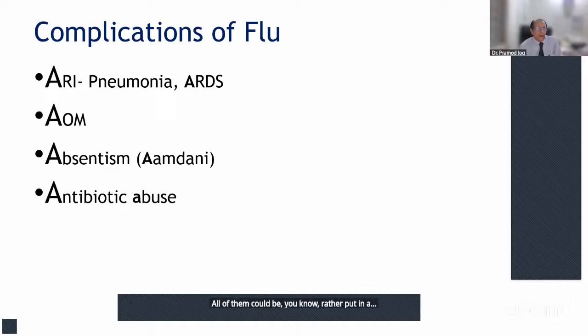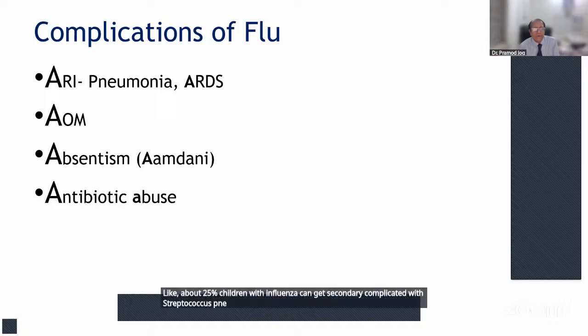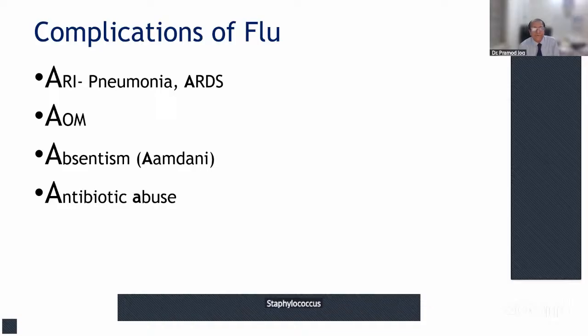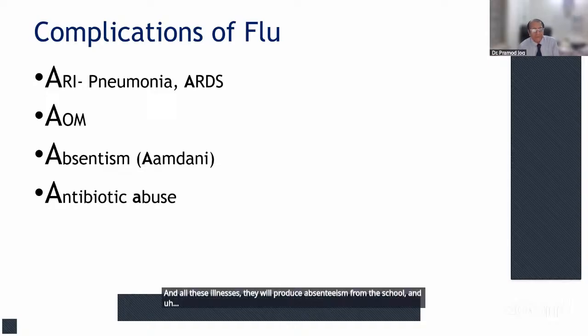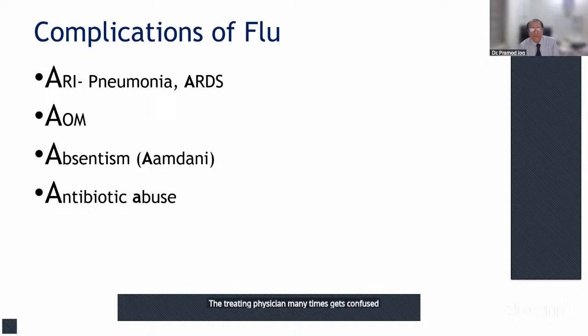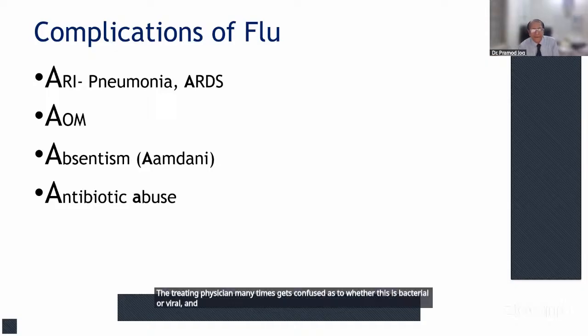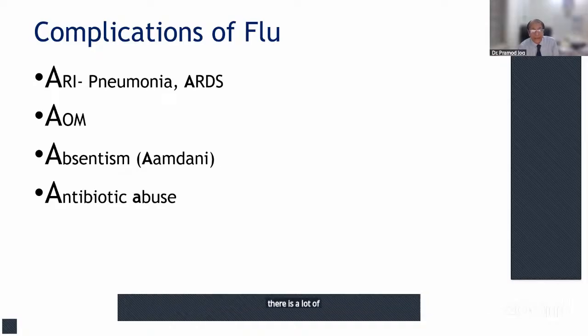So now the point is that the complications of flu, all of them could be put in alphabet A, where it could be acute respiratory infection, like about 25% of children with influenza can get secondarily complicated with Streptococcus pneumoniae or Staphylococcus. As we saw in the first case, some of them can get complicated into ARDS. Some of them can go into acute otitis media, and all these illnesses produce absenteeism from school, and the treating physician many times gets confused as to whether this is bacterial or viral, and that's why there is a lot of antibiotic abuse.